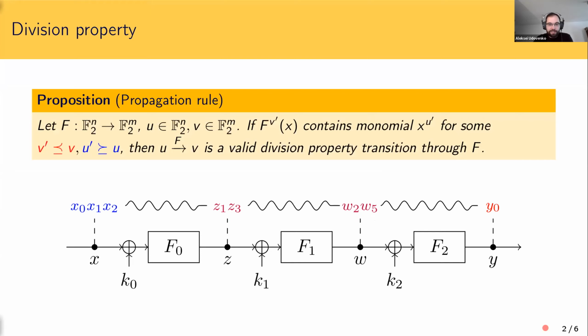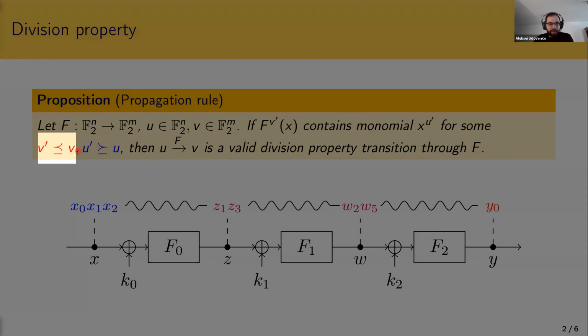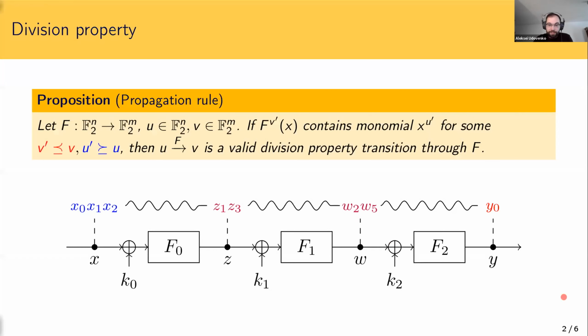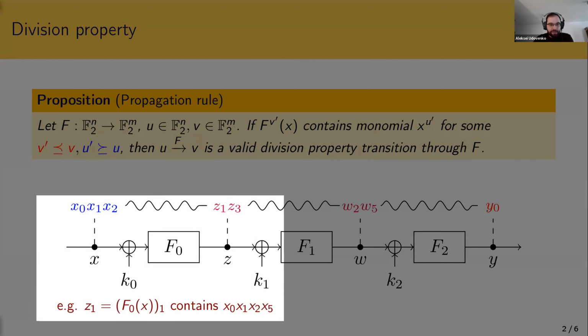To handle the secret keys being stored between the round functions in a simple way, traditional division property relaxes the propagation rule to allow smaller products of output bits to contain larger products of input variables at each step. Then we can ignore the secret keys. For example, we consider this transition valid if, say, z1 instead of z1, z3 contains monomial x0, x1, x2, x5 instead of just x0, x1, x2. And here we consider the function f0 itself and not the secret key.